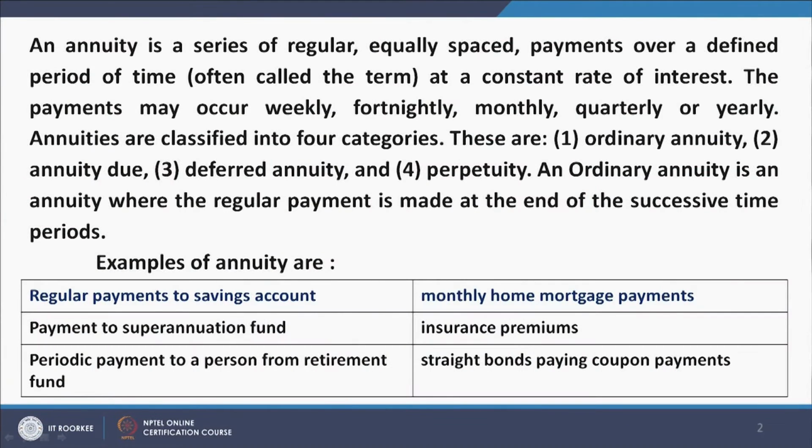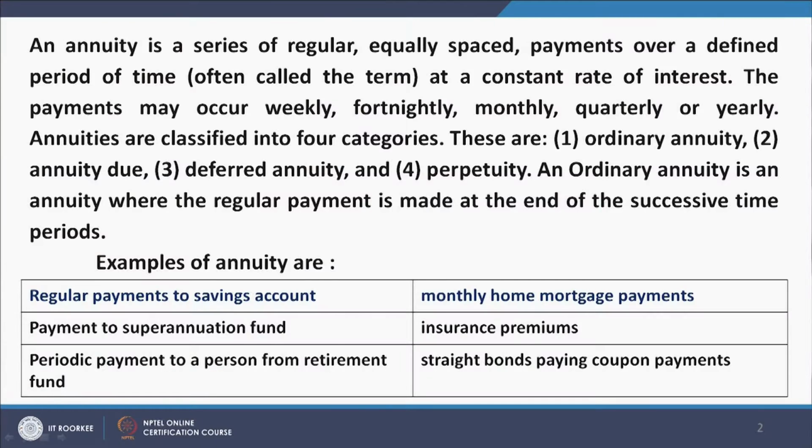Annuities are classified into 4 categories. These are: 1st, ordinary annuity; 2nd, annuity due; 3rd, deferred annuity; and 4th, perpetuity. An ordinary annuity is an annuity where the regular payments are made at the end of the successive time periods.